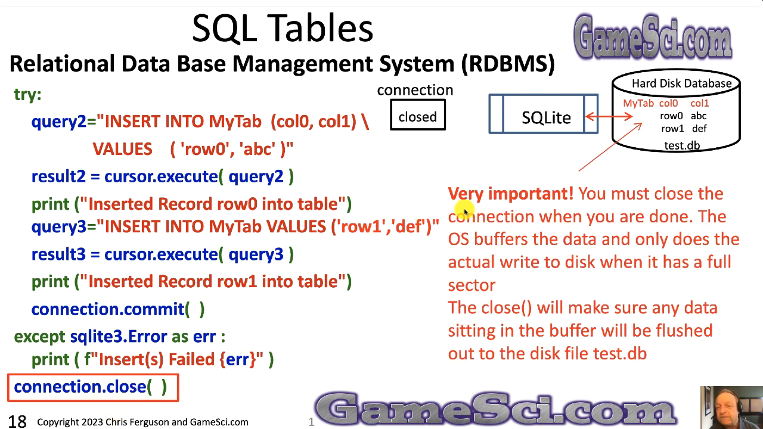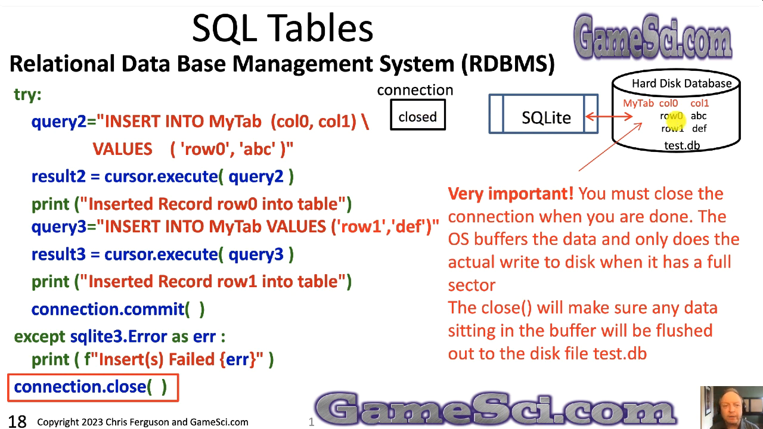Connection.close. Very important. You must close the connection when you are done. The operating system buffers the data and only does the actual write to disk when it has a full sector. The close will make sure any data sitting in the buffer will be flushed out to the disk file test.db. And you can see our connection is now closed. We can no longer send SQL commands through SQLite.